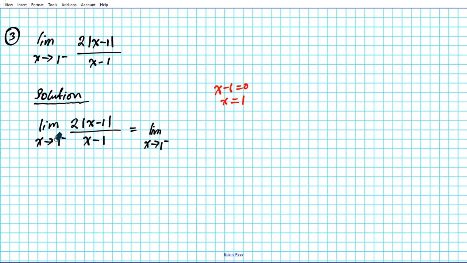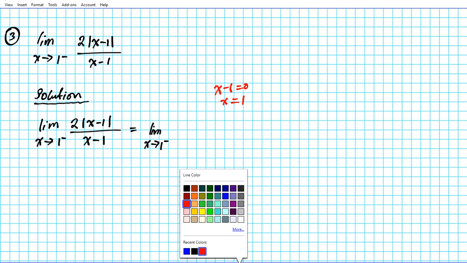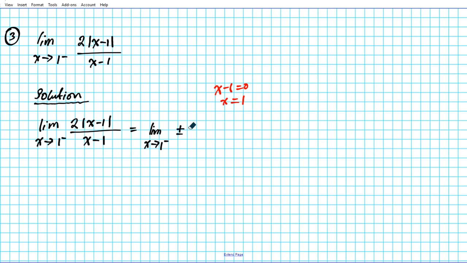We are approaching the switch in the subdomain, but from the left side. So if we want to rewrite this function, we're going to write it as plus or minus 2, replacing the absolute value brackets with plus or minus x minus 1, multiplied by the 2 that was there before, divided by x minus 1. So the question now is, which sign are we going to pick? The positive sign or the negative sign? For the absolute value function, since you're approaching from the left, you're going to pick the negative sign.